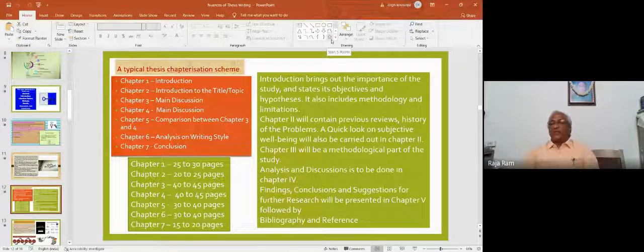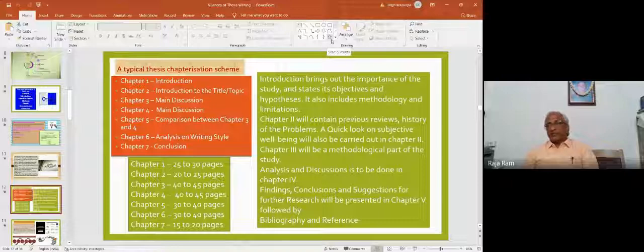And I've given a few examples of how you can limit your pages, or how you have to expand your pages accordingly to make your thesis very effective. And introduction, what are the components of the introduction? It gives the importance of the study, states the objectives and hypothesis, and includes the methodology and limitations. Chapter two reviews the history of the problem and looks at the subject.